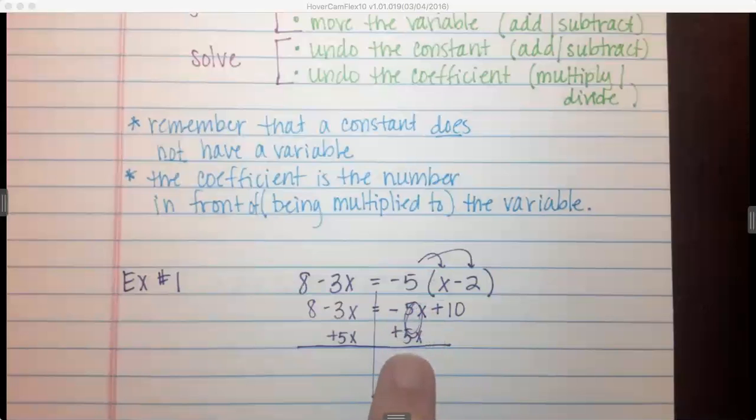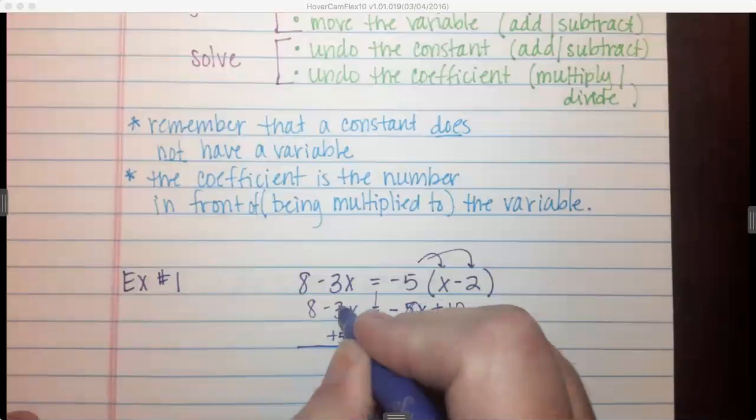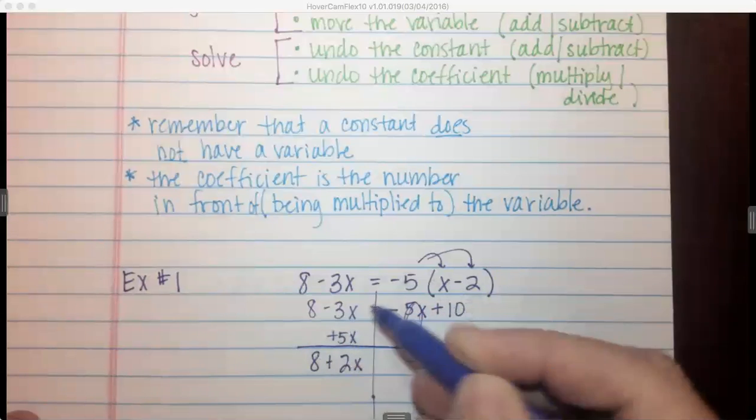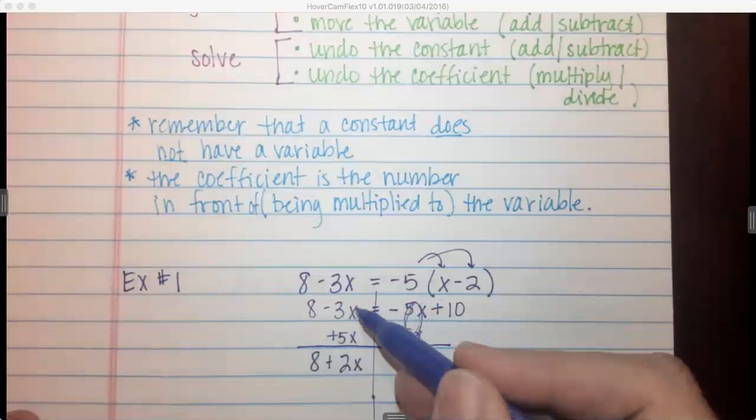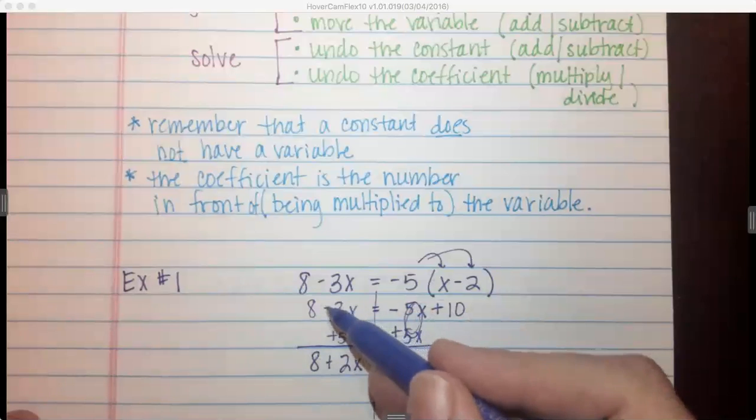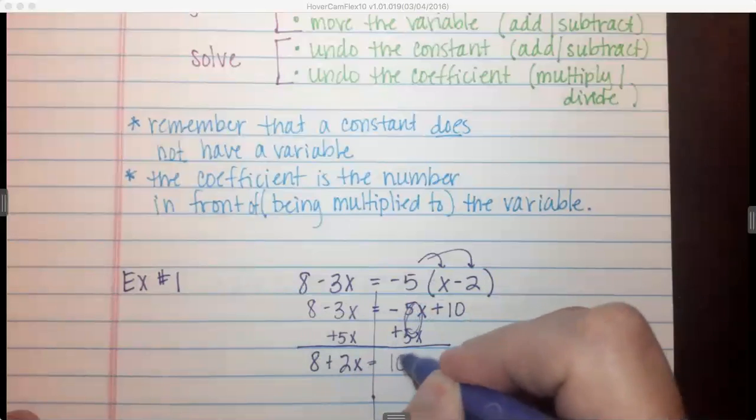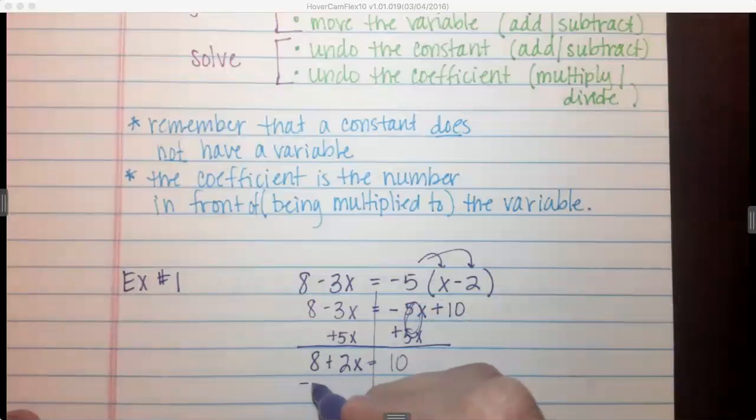So I'm going to add 5x. That goes to 0. I'm going to add 5x over here. So negative 3x plus 5x is positive 2x. Just because we say this 8 minus 3x doesn't mean that it's not still a negative. Minus sign, negative sign, same thing. All right? Equals 10.